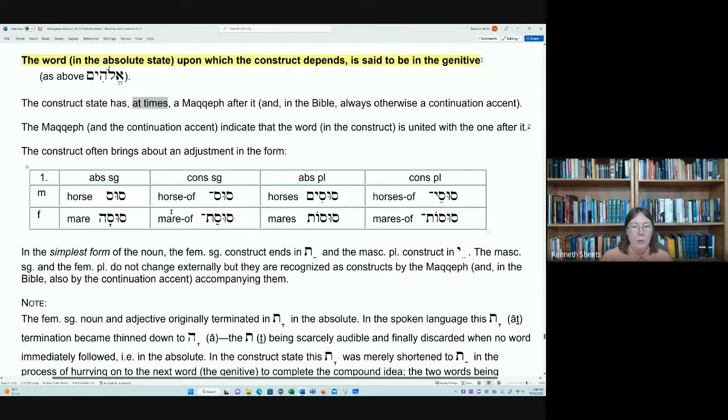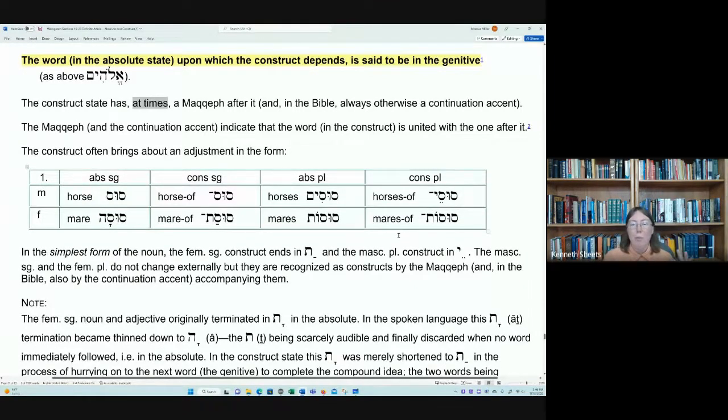Sus in the construct, horse of. But then you also have susim, horses, and then you have susei, which would be the construct plural, horses of. Then down for the feminine, susa, mare. Well, when it goes to the construct, that ending becomes ath, so susath, mare of. Then for the feminine plural absolute, you have susoth. And when it goes to the construct, it's the same ending as for the absolute, susoth, mares of.